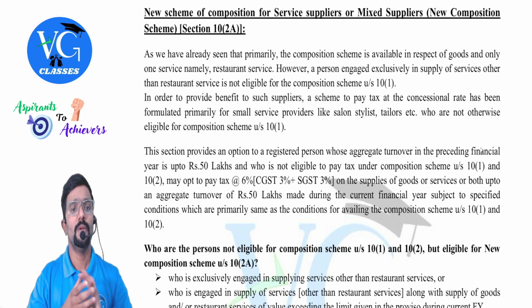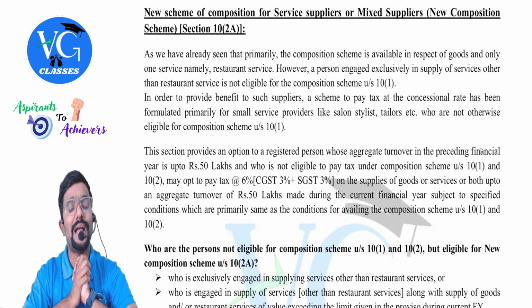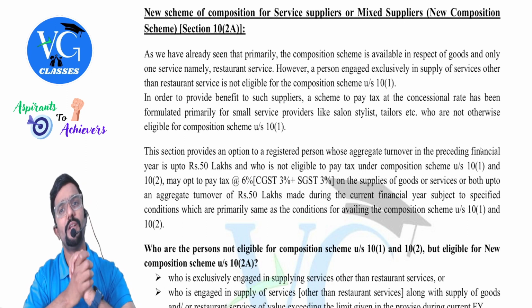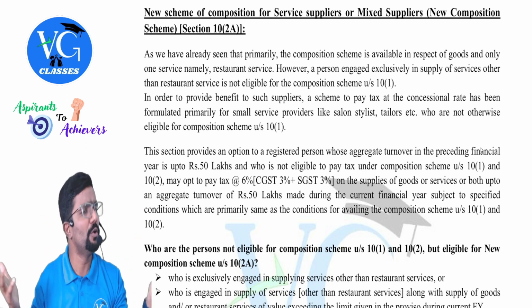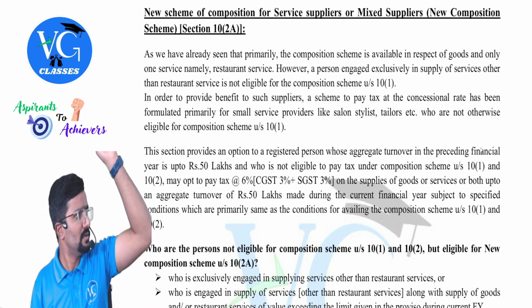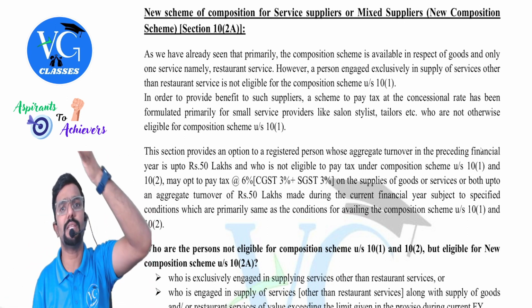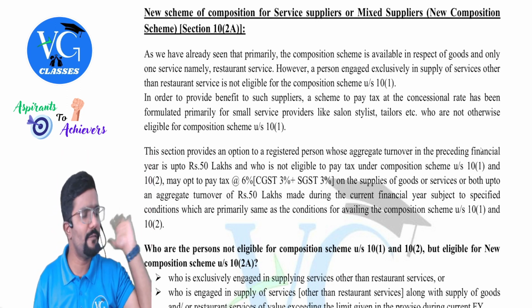Let us see. Actually, this was not there initially. Now, service suppliers started protesting against the government, telling, what will we do? We are given only for RTM, that is, manufacturer of any goods other than bat tip and trader of any goods.